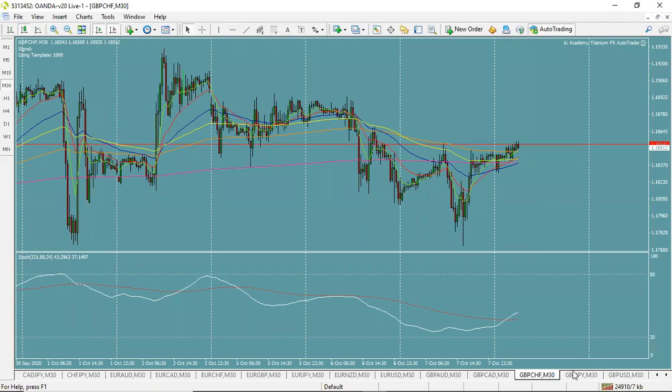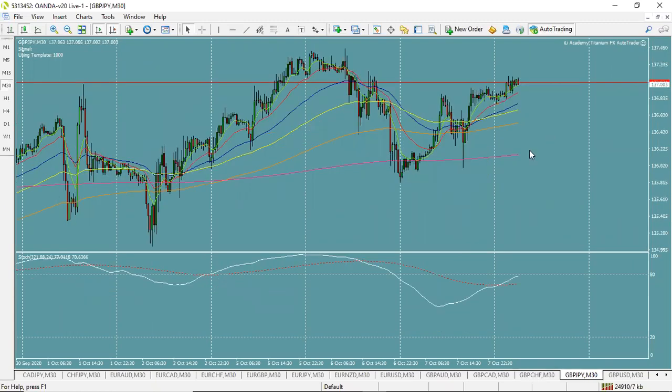Pound yen, order to the upside. See how fast you can look at that? We really just switch to it, and within like 30 seconds, you know what the direction of that trend is. And that's really cool.